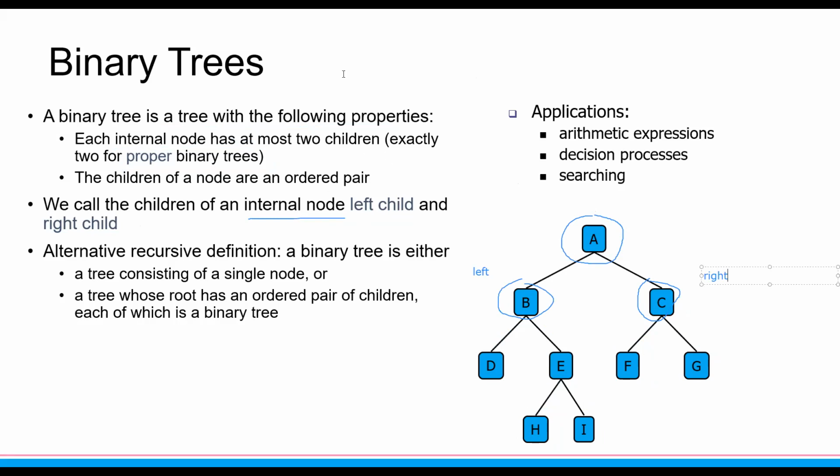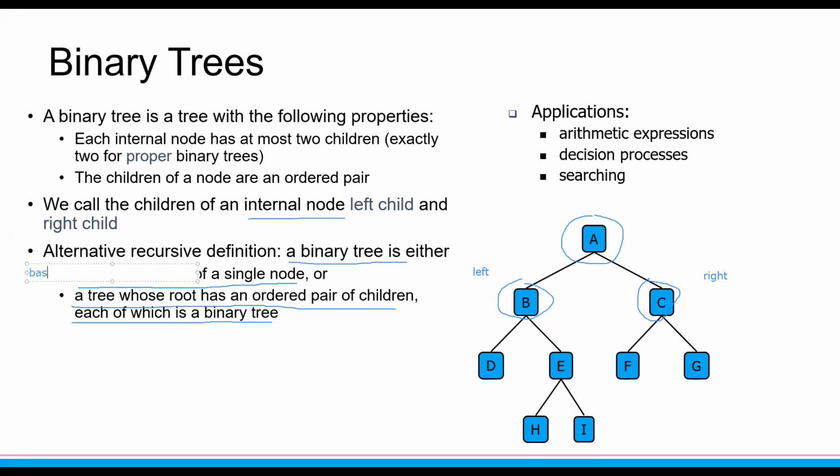And for this one, we have the alternative, recursive. The recursion is applicable to this kind of tree. So this recursive definition of a binary tree: it can be a tree consisting of a single node, or a tree whose root has an ordered pair of children, each of which is a binary tree. This is the concept when you apply it to the tree.